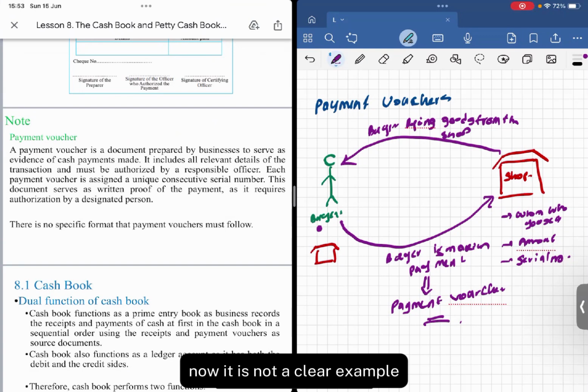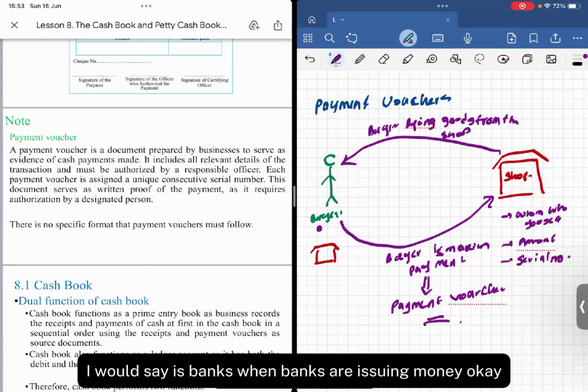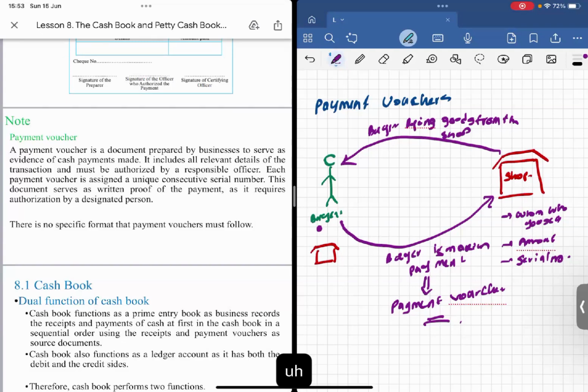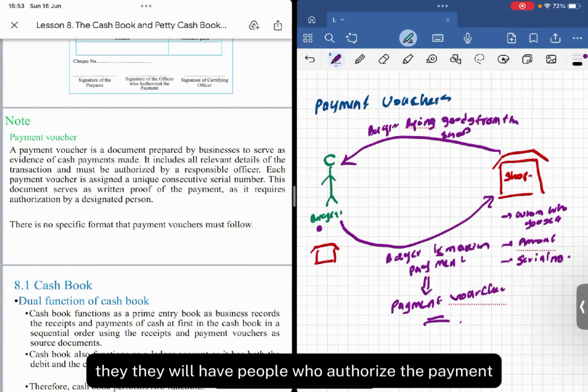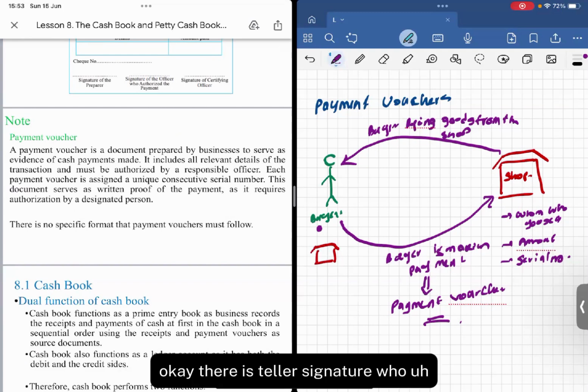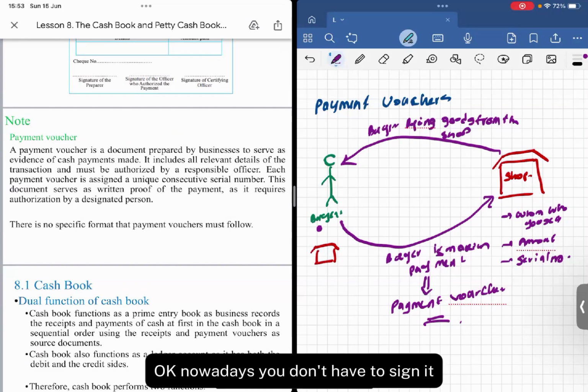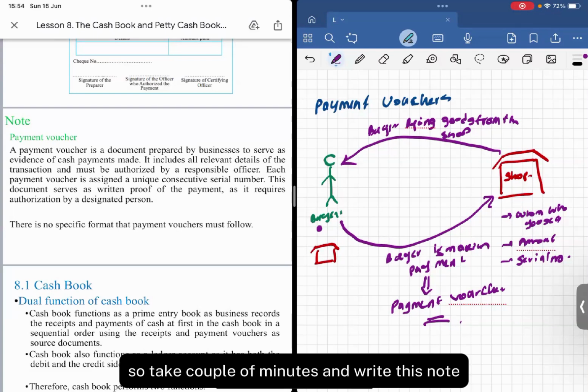Now it is not a clear example, but sort of a proxy example, I would say, is banks. When banks are issuing money, they will have people who authorize the payment. If the amount is high, there are different people who authorize the payment. There is the teller's signature for issuing the payment. Nowadays you don't have to sign it. Sometimes it will be computer generated, so it is generated from your user ID. Okay, so all the details will be there. So take a couple of minutes and write this note.